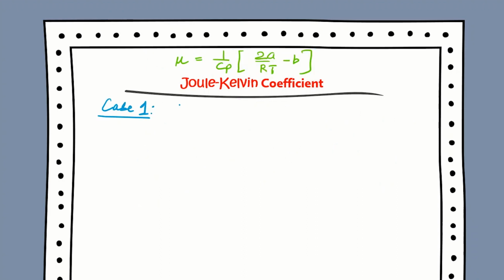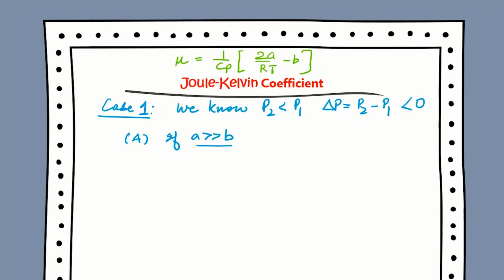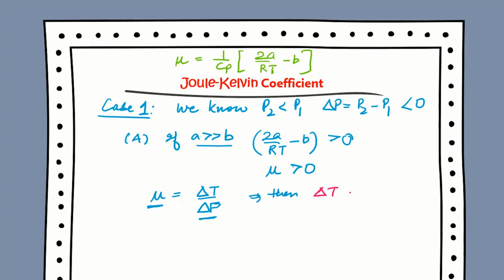Now we will see case 1. We know P2 is less than P1, and this delta P, which is equal to P2 minus P1, is less than 0. So delta P is less than 0. We will further divide the cases. If A is very much greater than B, then this term 2A over RT minus B will be positive. That means our mu will be positive, and we know mu is delta T over delta P. For mu to be more than 0, and since delta P is less than 0, delta T must be less than 0.